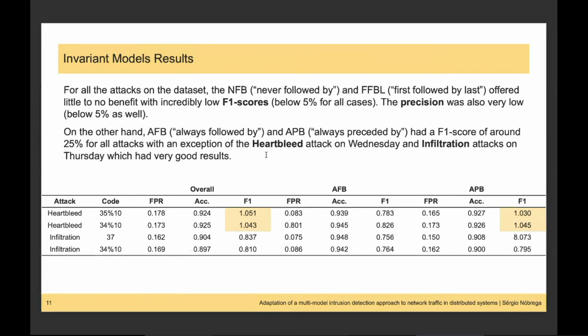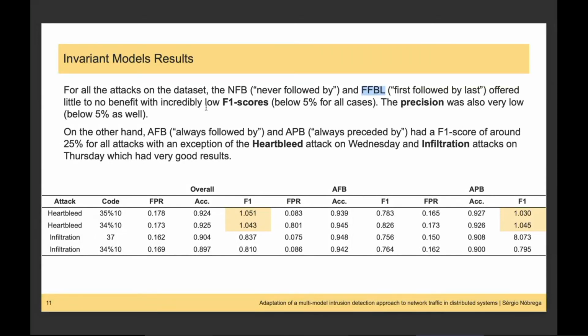And this is the results for the invariant models. The NFB and the first followed by last offered really little to no benefit. They showed very low F1 scores and also very low precisions, which were both below 5% for all cases, for all the days of attacks. So over 10 types of attacks.